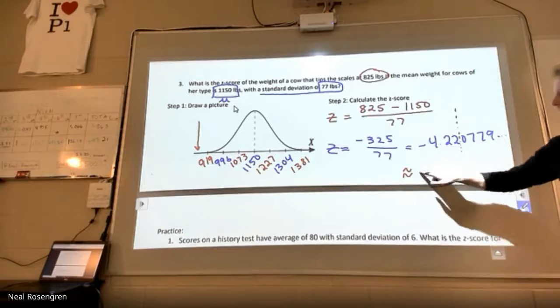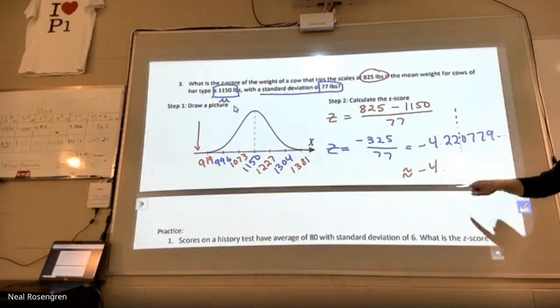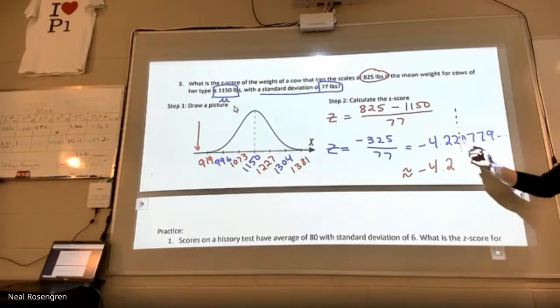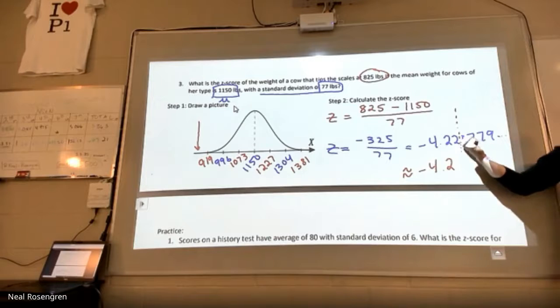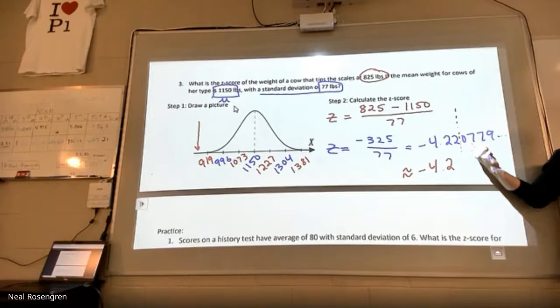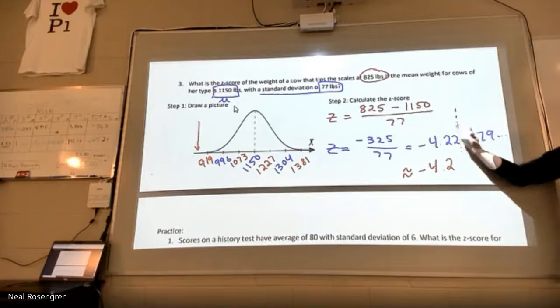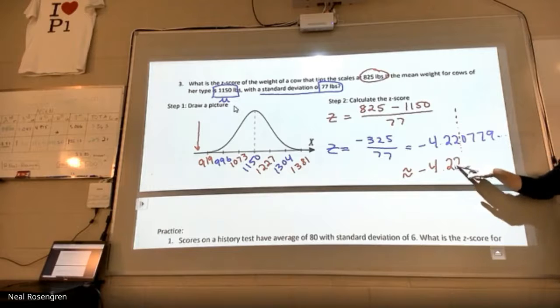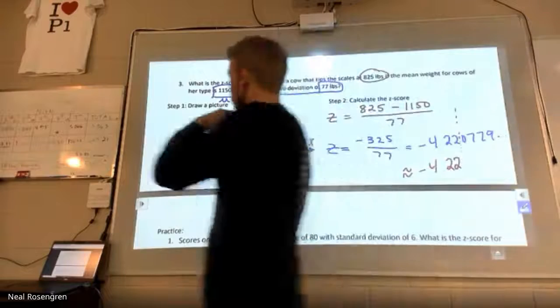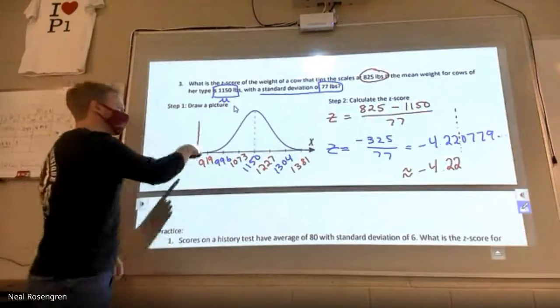The negative for sure, the 4 for sure, the point, the 2, and then I have to figure it out. Do we keep that as a 2, or should we bump it up to a 3? Well, we always look at the number right after. 5 or above, give it a shove. Well, that's just a 0, so we are good. Negative 4.22.